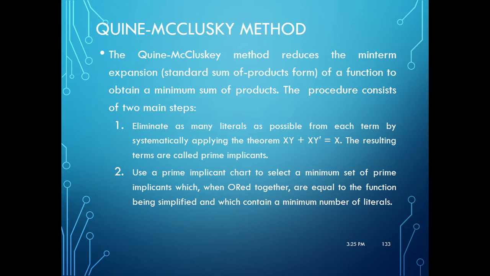The procedure mainly consists of two main steps. The first step is to eliminate as many literals as possible from each term by systematically applying the theorem xy plus xy bar is equal to x. The resulting term is called the prime implicant. So in the first step, you have to determine the prime implicants. To solve these problems, you have to keep one theorem in mind, that is xy plus xy bar is equal to x.